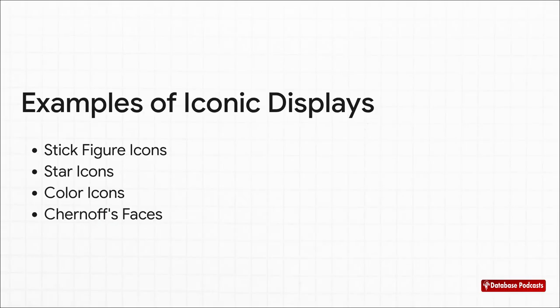And this iconic approach can get really creative. You can have star icons where each point's length represents a variable, or even little stick figures where limb angles are controlled by your data. Probably the most famous example, though, is Chernoff's faces, where data variables control facial features. This lets you spot outliers because they literally look like an odd face in a crowd.